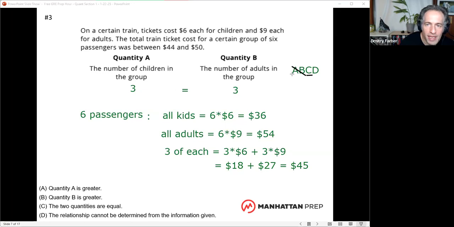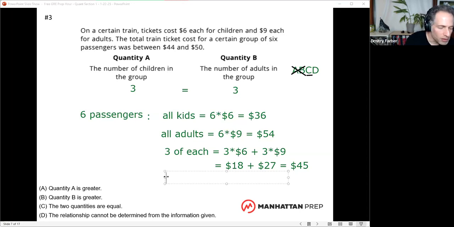These are out because these say that A is always bigger or B is always bigger. Maybe one of the times they are, but not always, right? So now my goal would be to prove D, and I could do that by switching in either direction, right? Now I can't really have there be more kids because then I would slip below. I'm already at 45, and if I switch one of the adults for a kid, we're going to save $3 and we'll be down to 42.